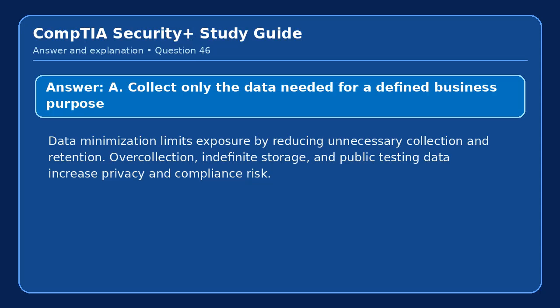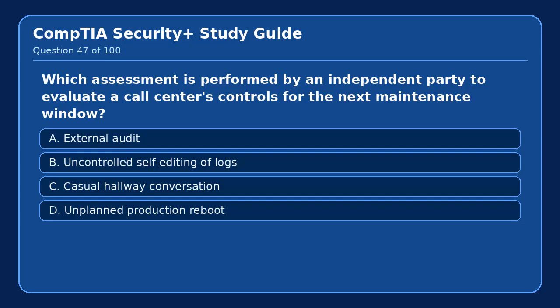Take a moment to choose your answer. The answer is B. Employees recognize suspicious messages and report them through the approved channel. Awareness training should improve recognition and reporting of social engineering attempts. Approving prompts, storing passwords in drafts, and disabling reporting undermine security culture.